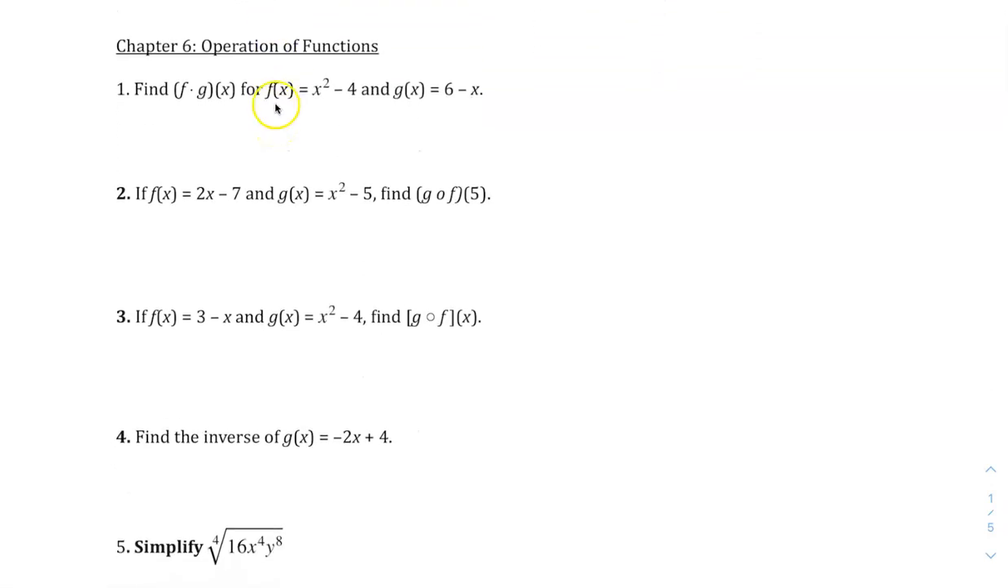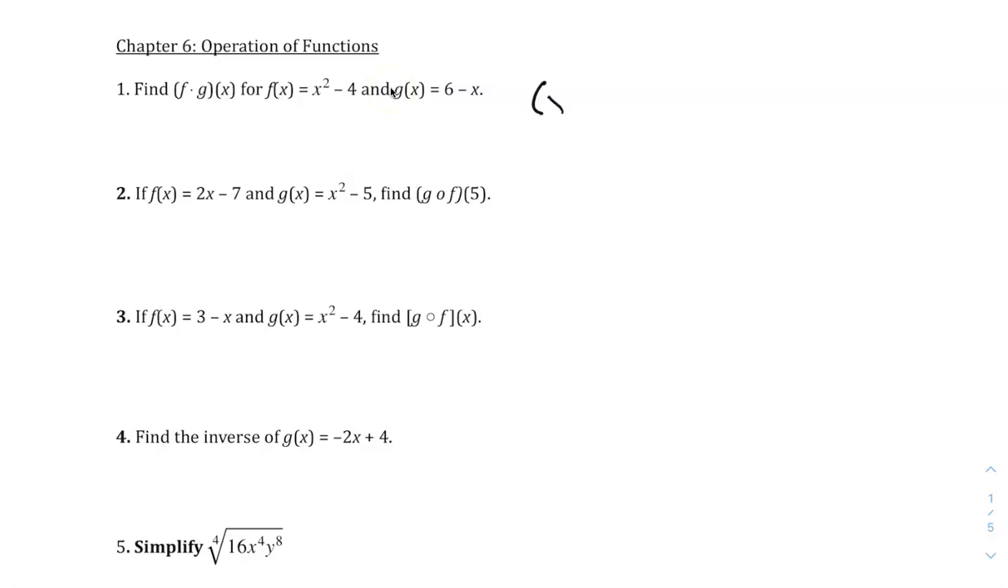Chapter 6, operation of the functions. So in this one, they give us f and g, and they want us to find f dot g. Now I want you to notice the difference between this one, that dot, and this one over here. This is an open circle, and that's a dot. So this is multiplication, and this is a composition of functions. So you plug in one function into the other function. So this wants to multiply. So we're going to multiply the function f and g.